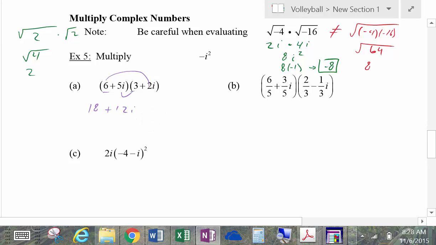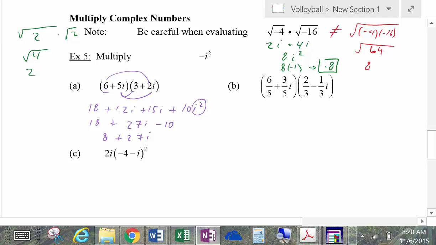5i times 3. And 5i times 2i. Good. So we have 18 plus 27i. We add the like terms together. And you said i squared is negative 1. So that's a negative 10. 8 plus 27i.